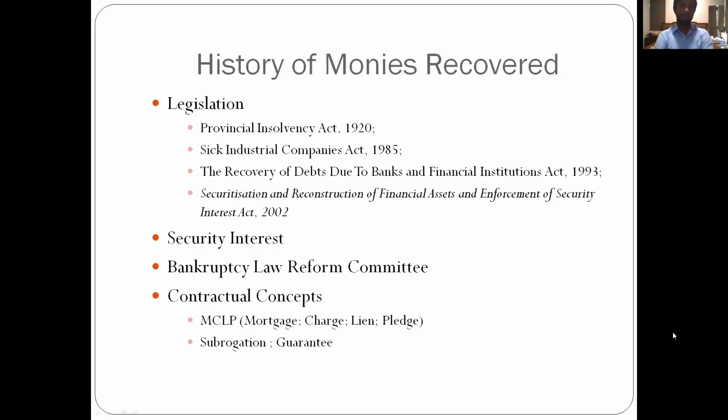However, our legislators were a little more active on the corporate side of things, and they did come out with a couple of legislations on how to deal with monies which are owed by banks from companies. So one of the first laws that came about in 1985 was SICA, or the Sick Industrial Companies Act, I'm sorry. Now, SICA had a very easy trigger.